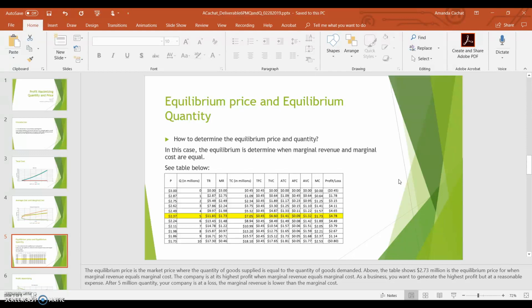After the 5 million quantity mark, as you see on the table, your company is at a loss. The marginal revenue is lower than the marginal cost. So you're costing your business more because your expenses went up and you're not generating the revenue like you should to cover the cost.